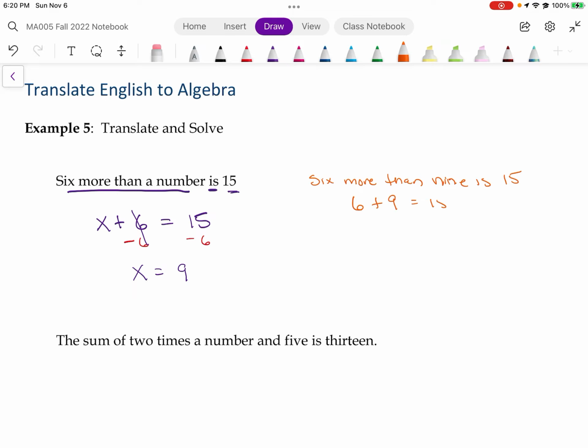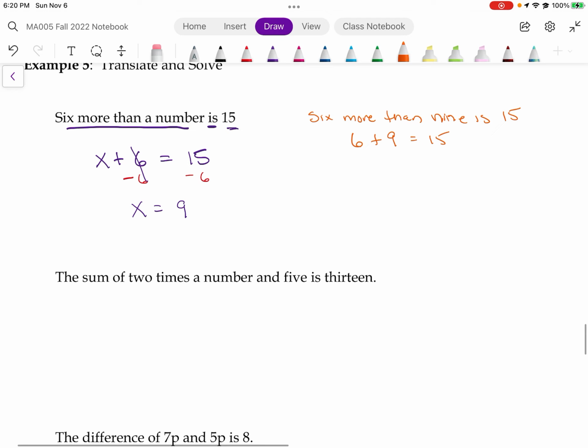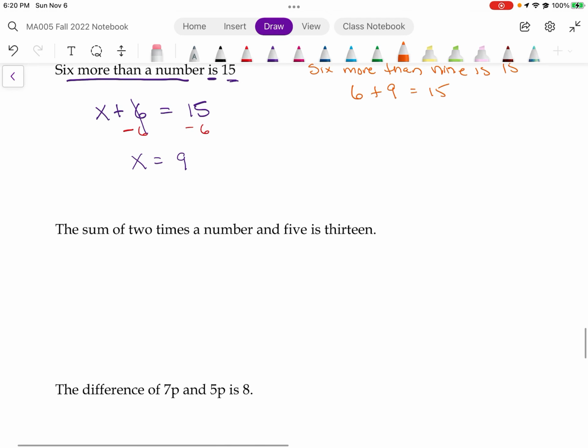9 is 15. All right, the sum of 2 times a number and 5 is 13. The sum of 2 times a number and 5 is 13. Pause and give that a try. All right, remember that sum means plus. 2 times a number is 2 times x. So that means 2x, and is plus 5, is equals 13.